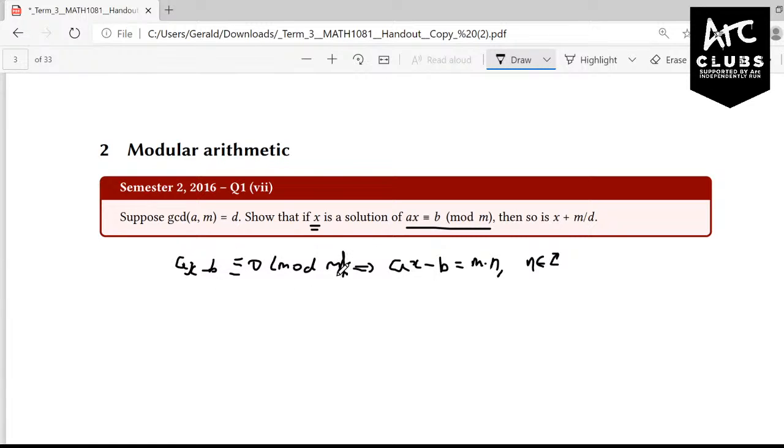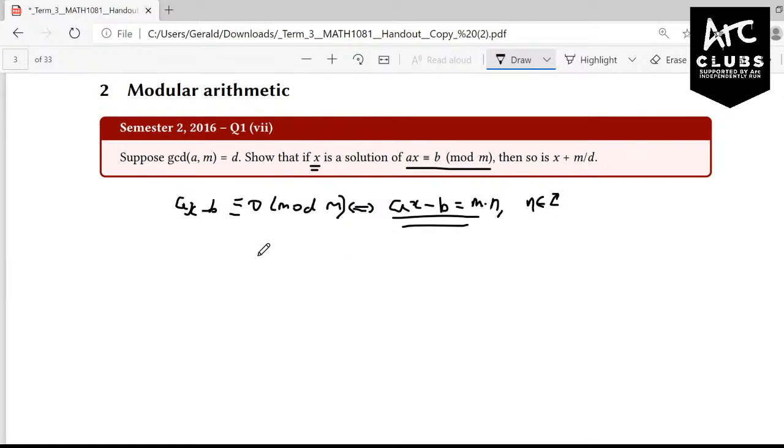Okay, let me just write this a little bit clearer. So that would be that. Okay, so what that means is we have this relation now. We're going to keep that in the back of our minds. We're going to use it later on. Okay, so we want to see what happens when we plug in X plus M over D. And we want to see that this actually ends up being congruent to 0 mod M.